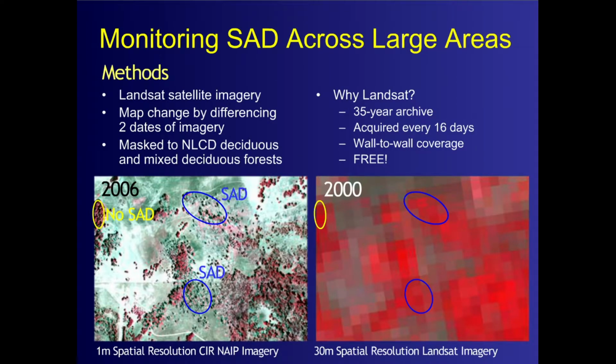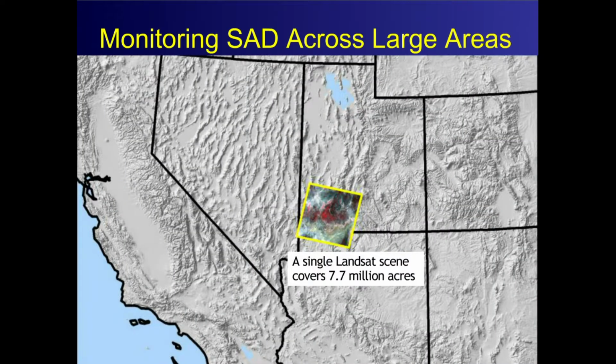So let me talk now a little more about the methodology for creating this. As I mentioned, we used 2 dates of Landsat satellite imagery, and that was 2000 to 2007. Let me talk just for a minute about Landsat and why Landsat. There are several reasons for using Landsat satellite imagery. One, it covers a relatively large area in a single scene, as you can see here. That area is about 7.7 million acres.